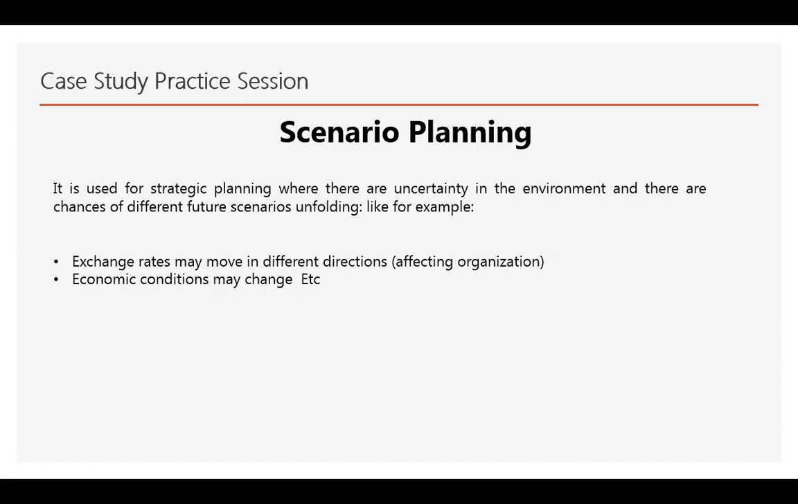So we may come up with so many expected scenarios, but we cannot have one strategy working for all types of scenarios. So before coming up with a strategy, we must know what type of scenario we'll be facing in the future. And based on that scenario, we will be coming up with a strategy. And it may require us to come up with multiple strategies for multiple scenarios unfolding. So scenario planning will be used when you get information about uncertainties involved in the future, and the examiner may give you 2 or 3 factors like I've given here: the exchange rates and the economic conditions. He may give some other factors which will be affecting the strategic planning of the organization.